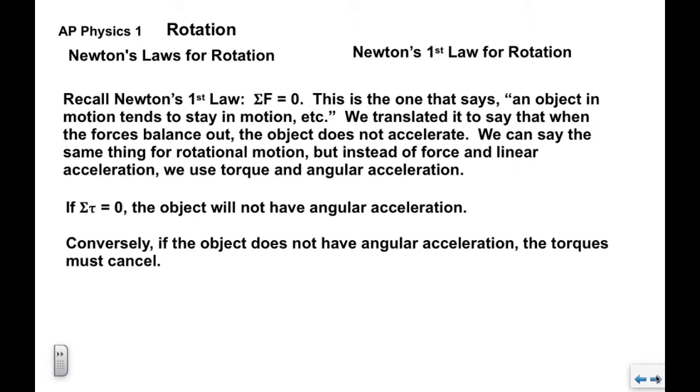We can say the same thing for rotational motion. Instead of force and linear acceleration, we would say torque and angular acceleration. So if sigma tau equals 0, the object will not have any angular acceleration. Sigma tau, of course, means the sum of the torque terms acting on a particular object. If they cancel, if they equal 0, then it won't accelerate. It won't rotate. Conversely, if the object doesn't have any angular acceleration, then we can conclude that the torques must also cancel.